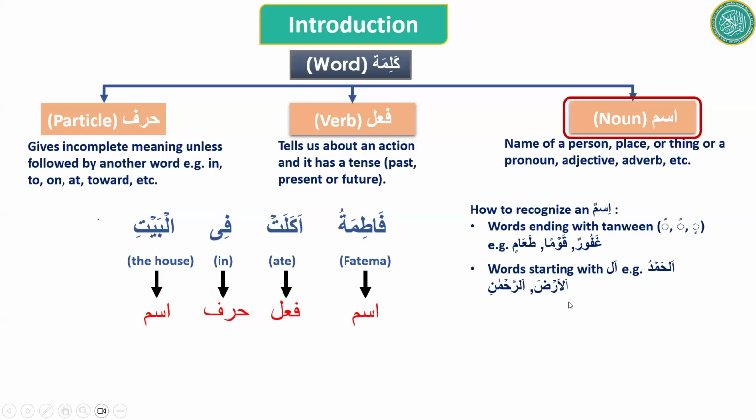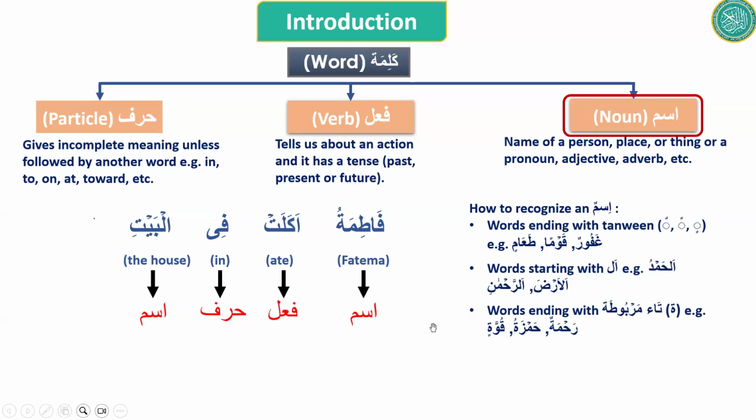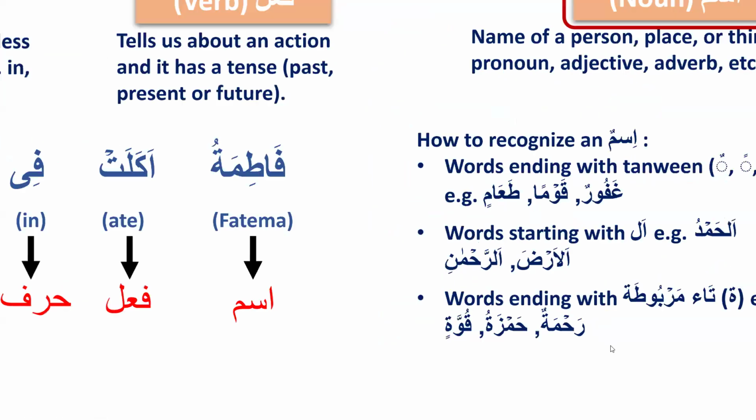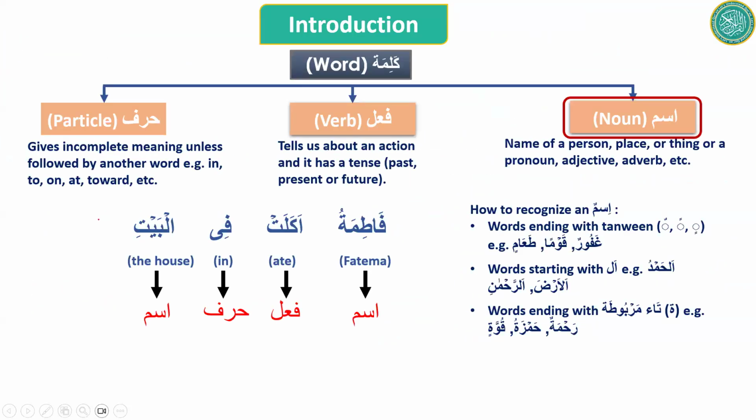If you see an al at the beginning, 99.99% of the time, that will be an ism. This is an additional al, extra. And if you see a ta marbuta, what is a ta marbuta? Ta marbuta is a round ta, like rahmatun, hamzatu, kuwatin. When you see that at the end, that is a sign that it is an ism. All right.